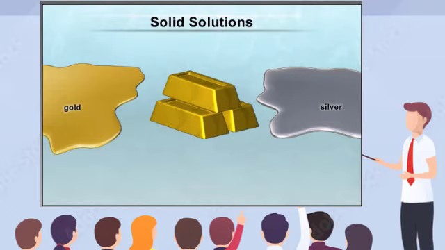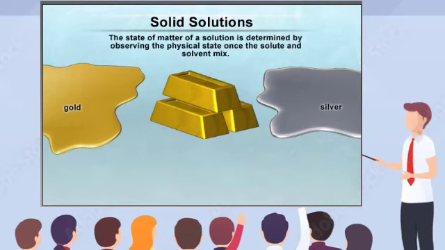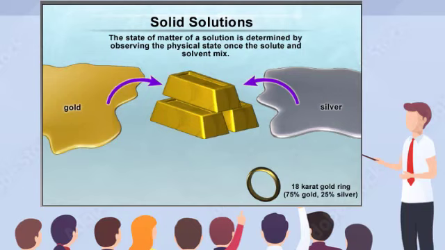Many liquid solutions are common and familiar. However, solutions can also be solids or gases. Remember that the state of matter of a solution is determined once the solute and solvent are mixed. For example, 18-karat gold is a solid solution composed of 75% gold and 25% silver.